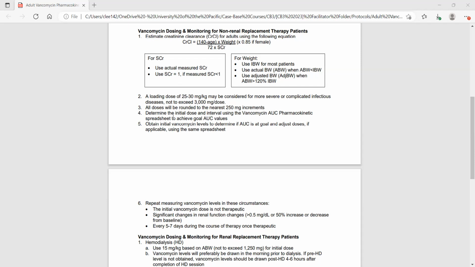And then all doses should be rounded to the nearest 250 increments. You don't do 1200 milligrams. So very, very important to take note of. And this happens in every single hospital, every single practice that I've been in. So vancomycin is always rounded to the nearest 250 milligram increments.